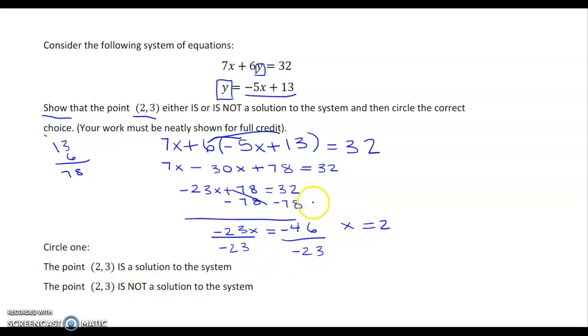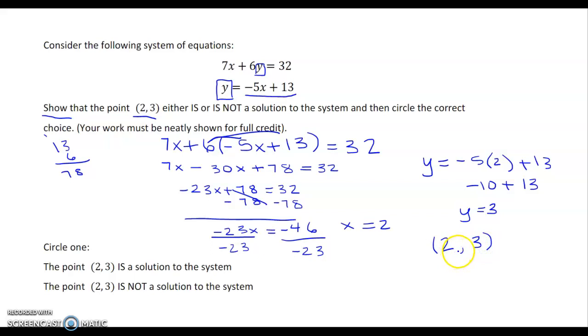Now we need to plug it in and solve for y. So we get y equals negative 5x plus 13, or negative 5 times 2, plus 13. So negative 10 plus 13, or 3. y equals 3. So there we go. We have shown that (2, 3) is a solution to the system.